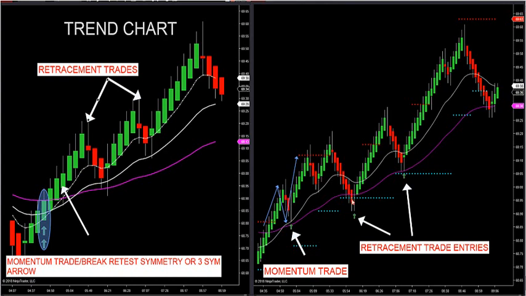I want to look for the first pullback to symmetry. It can go below it intrabar, it just can't close a body candle below it. And I want to wait for the first arrow to fire off. It fired right there. As soon as that first arrow fires off, that's a retracement entry.